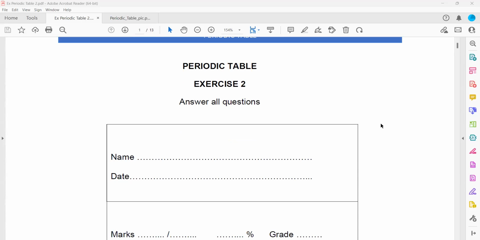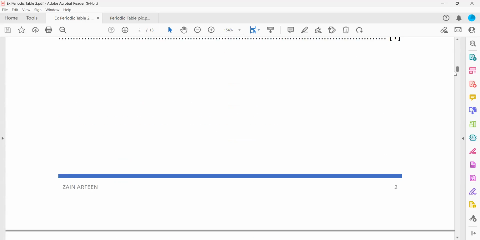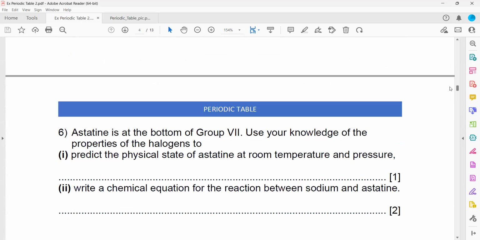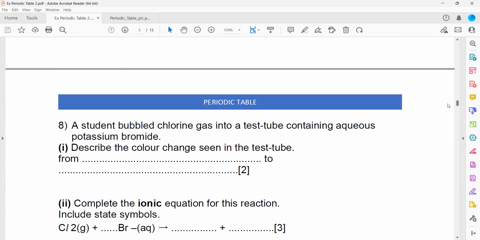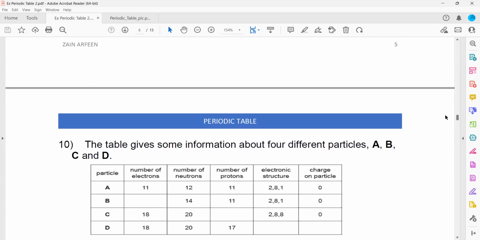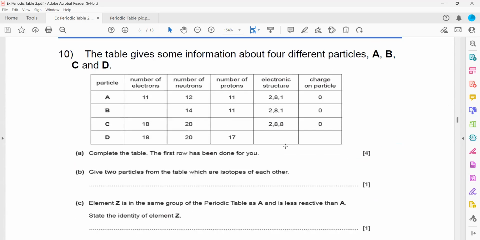So the periodic table exercise 2, we did the first 9 questions. Then question 10, the table gives some information about 4 different particles A, B, C, and D. Complete the table. The first row has been done for you. This is related to completing the number of proton, neutron, and electron and writing the electronic configuration. So you can use a screen annotation to complete.